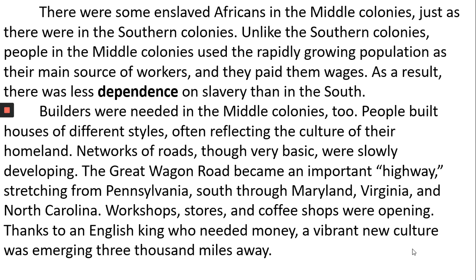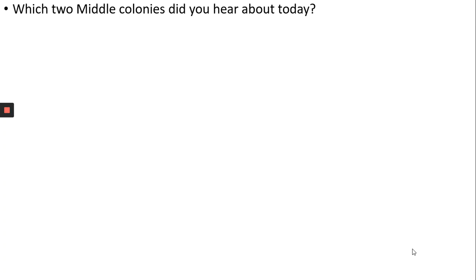Builders were needed in the middle colonies too. People built houses of different styles, often reflecting the cultures of their homeland. Networks of roads, though very basic, were very slowly developing. The Great Wagon Road became an important highway stretching from Pennsylvania south through Maryland, Virginia, and North Carolina. Workshops, stores, and coffee shops were opening, thanks to the English king who needed money. A vibrant new culture was emerging 3,000 miles away.